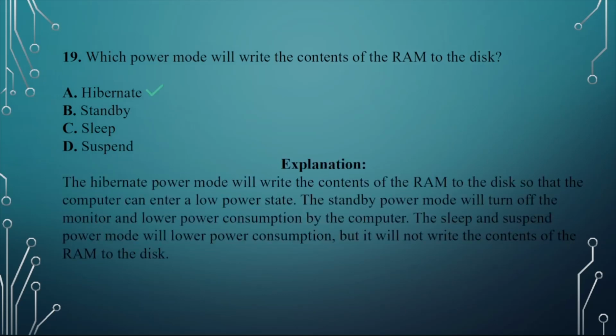So the Hibernate power mode will write the contents of the RAM to the disk so that the computer can enter a low power state. The Standby power mode will turn off the monitor and lower power consumption by the computer. The Sleep and Suspend power mode will lower power consumption, but it will not write the contents of the RAM to the disk.